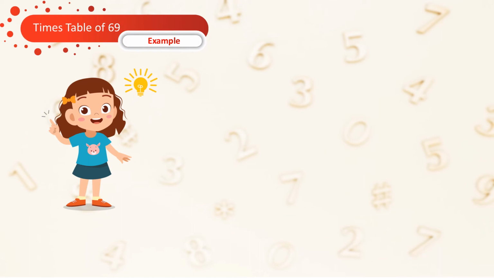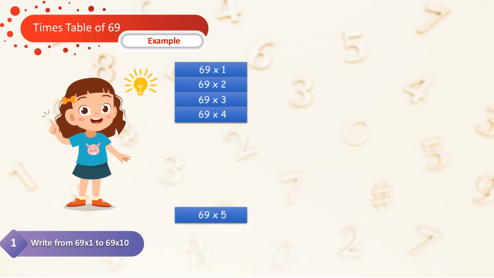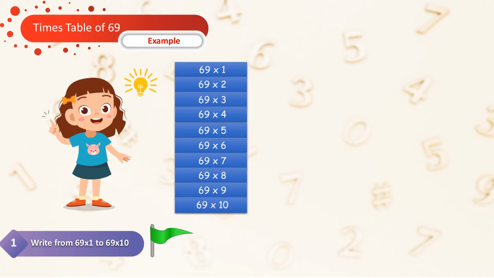So let's take the times table of 69 this time. The first step is exactly the same as what we did in the case of 39. So start from 69 times 1 and go all the way to 69 times 10. 69 times 4, 5, 6, 7, 8, 9 and 10. And that completes step 1.